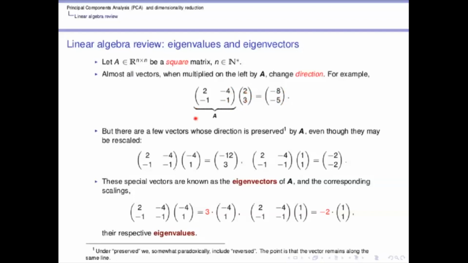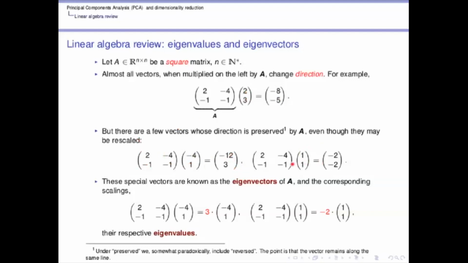But there are a few cases when the direction is preserved. So what would that mean? We take exactly the same matrix and a different vector, and we find a direction such that the result vector is a multiple of the original vector. We could also write it for another vector, 1 and 1.